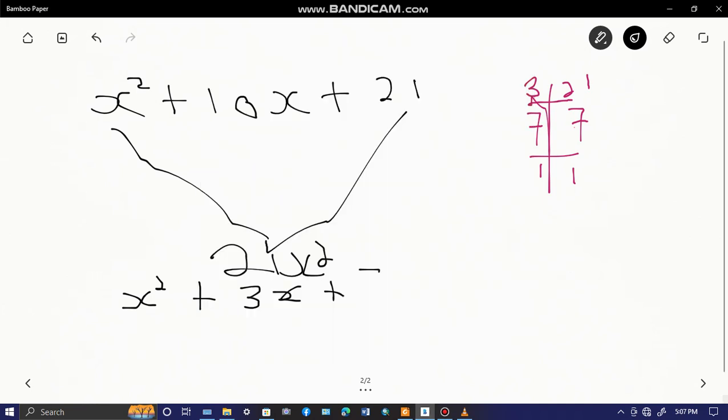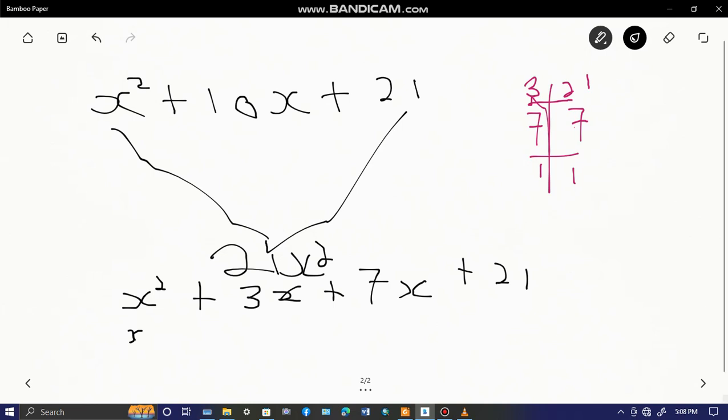plus 3x plus 7x plus 21. Now after expressing the middle term as two terms, you now factorize by grouping. So basically here you have four terms. Now you have written the expression as four terms. In doing so, you can group in two terms. The first group would be x squared plus 3x, and the second group would be 7x plus 21.